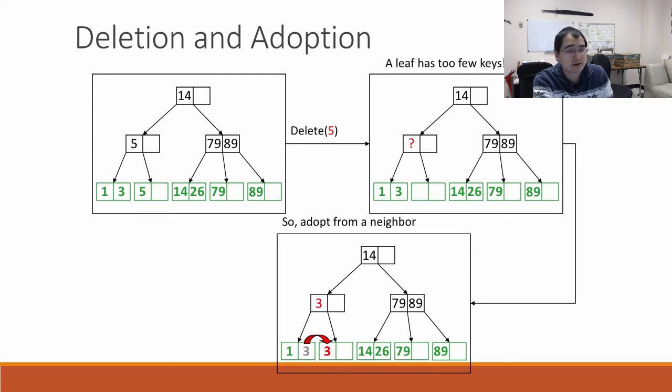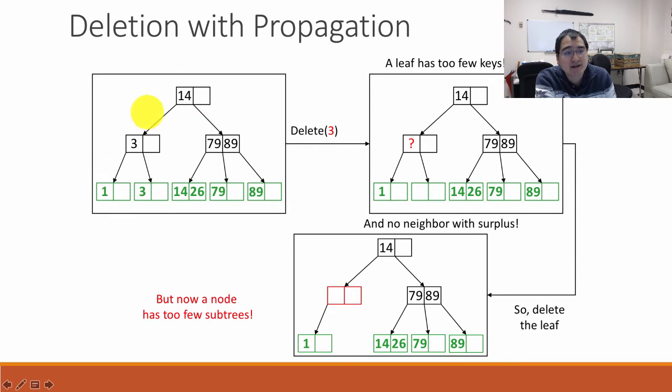So let's do another deletion here. Let's say we have our tree here. We want to delete a 3. Well, how do I delete a 3? I start at the 14. 3 is smaller than 14. 3 is equal to 3. I need to delete this 3 right here. So you have to remove it from the leaf, and now you have this empty node. And then the question becomes, okay, what do we do now? Well, can we adopt from a neighbor? Can I take this 1 and move it over here?